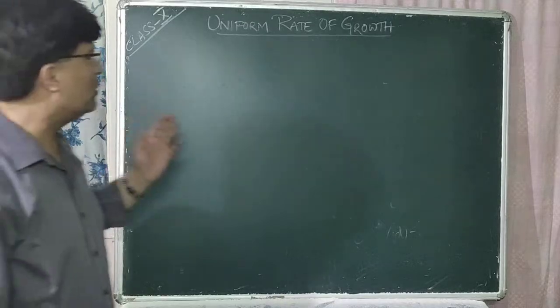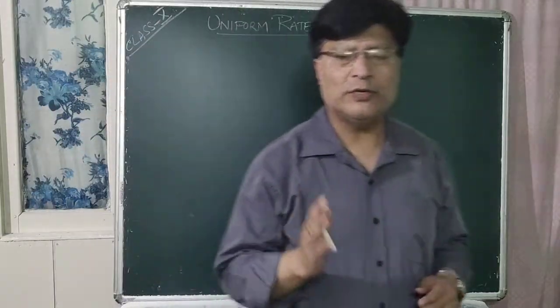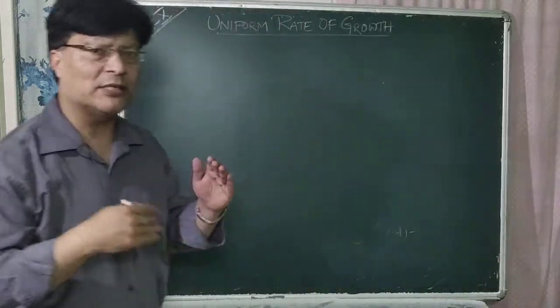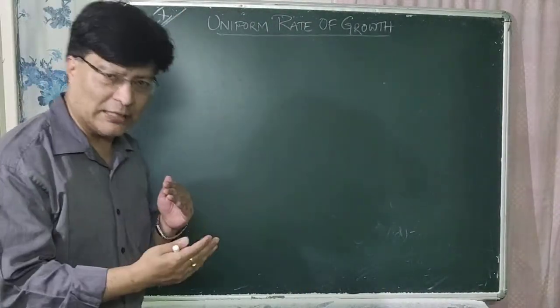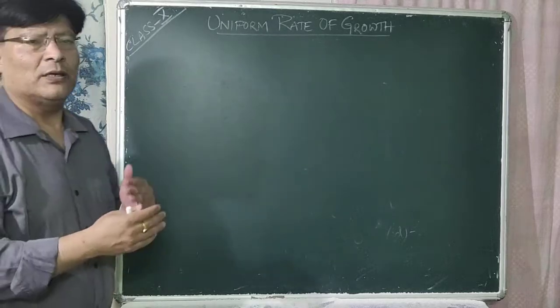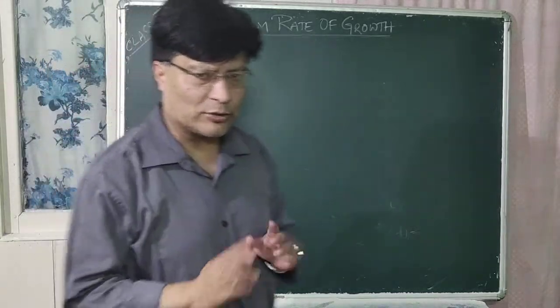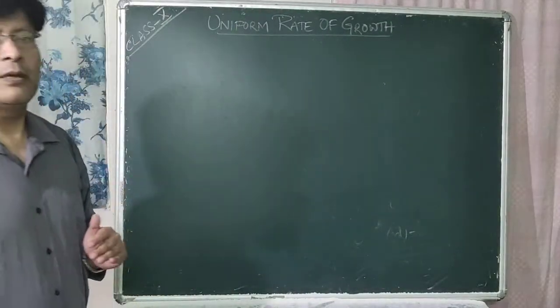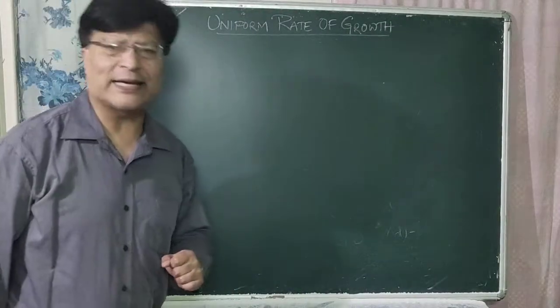It might be uniform rate of decrease also. Uniform rate of growth means uniform rate of increase. Uniform means constant rate of increase, or it may be constant rate of decrease also. Not only growth, it may be decrease also. Okay. So now let's take an example.